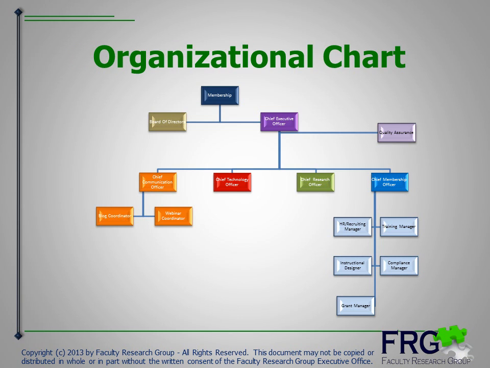This slide shows you an overview of the Faculty Research Group. We currently have 4 divisions led by a Chief Executive Officer. The 4 divisions are communication, technology, research, and membership.